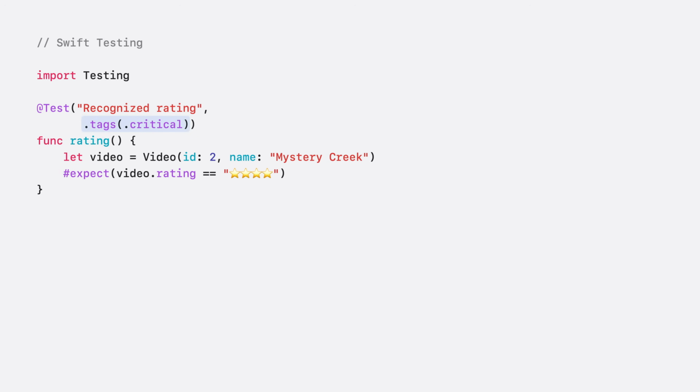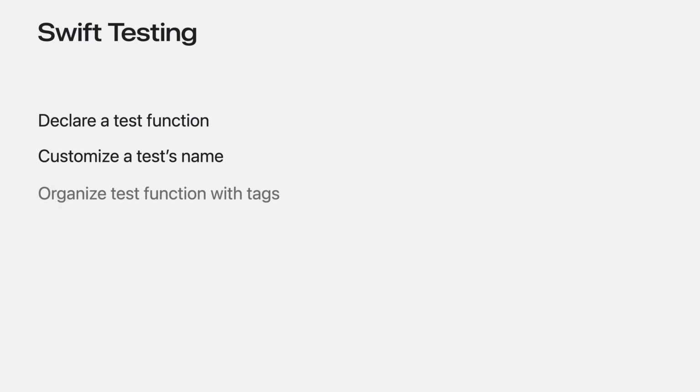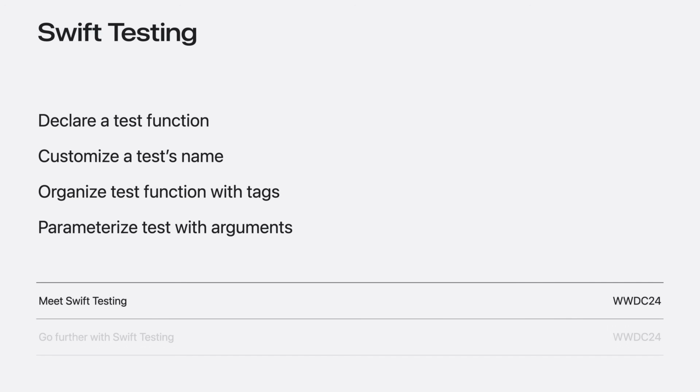Swift testing allows you to use tags to organize and filter your tests. You could use arguments to avoid duplicating the same test for multiple inputs. This is highlighting just some of the features of Swift testing. If you'd like to learn more, check out Meet Swift Testing and go further with Swift testing.